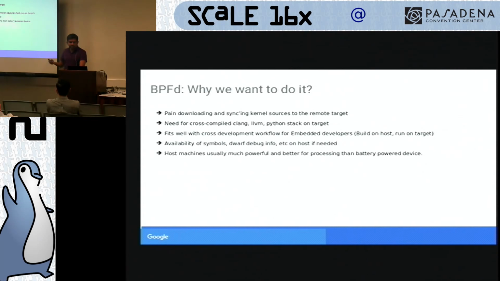So just to summarize why we want to do this, we don't want to sync kernel sources to our remote target. We don't want to download them onto the target. We might not have space for that, or the sources might get out of sync with the target, all these things. It's really unnecessary. With this kind of a model, you don't need to cross-compile Python, Clang, all of that stuff. It can run very well on your host.